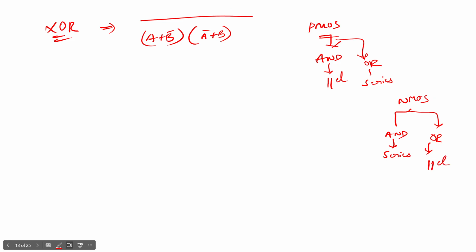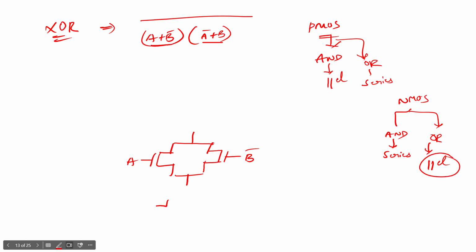Okay, so now let's design using the pull down network first. So see, A plus B bar. A and B bar are in an OR operation, which are going to be connected in parallel. So first I connected them in parallel. So one circuit is complete. Then A bar plus B, another OR operation. OR operation means again a parallel circuit.